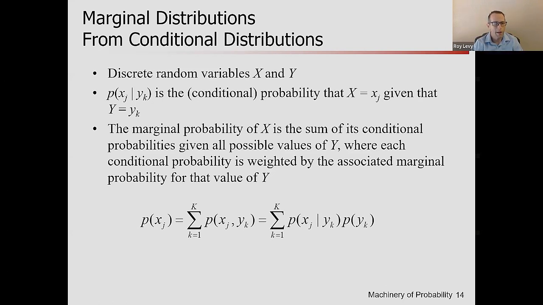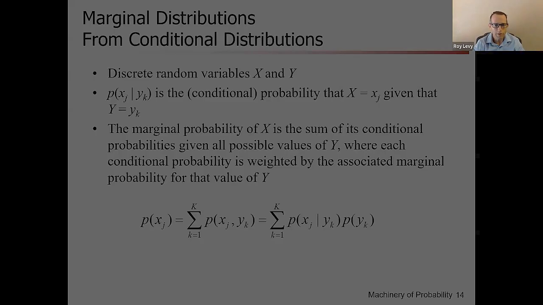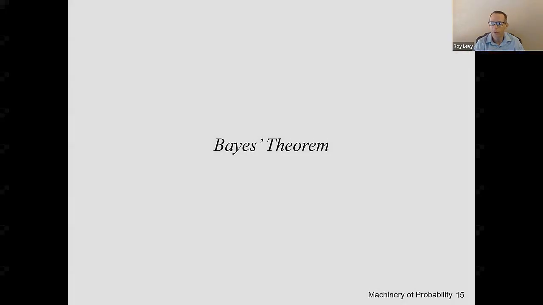Again, I know for many of us, this is something we maybe haven't seen before or saw long, long ago in a probability and stats class. Why are we doing this? Well, one reason is these are the ingredients that allow us to derive Bayes' theorem. And we're going to do that right now.